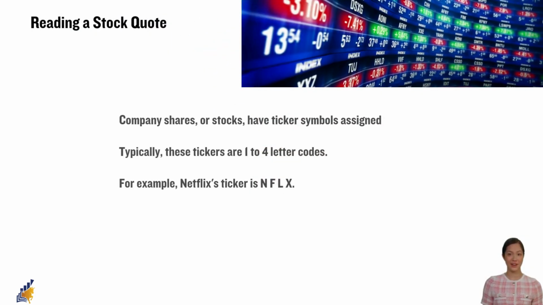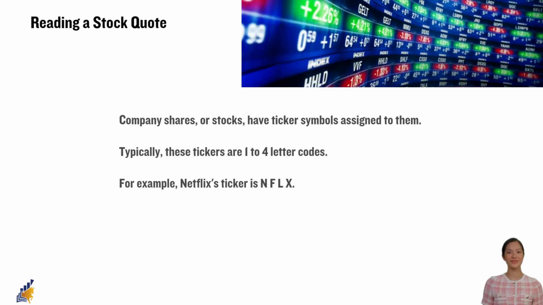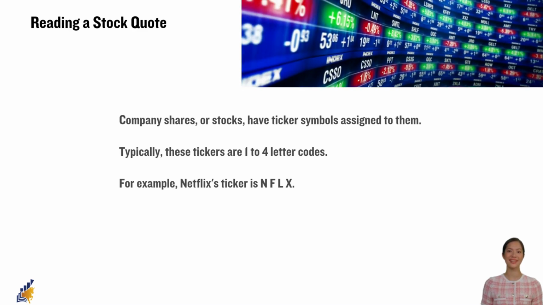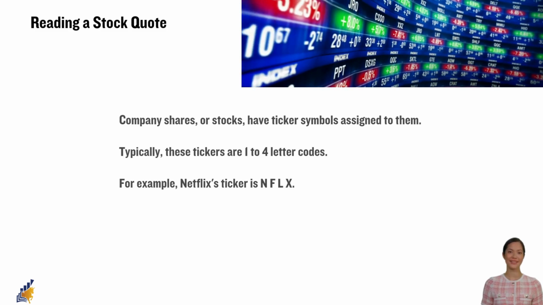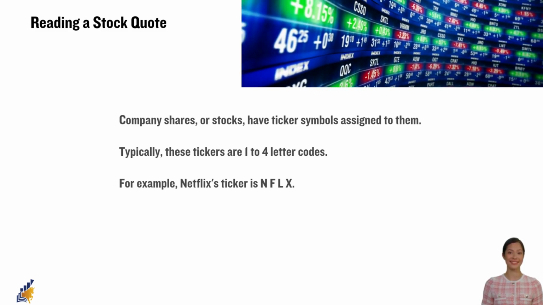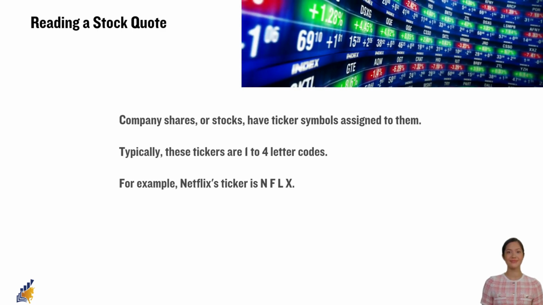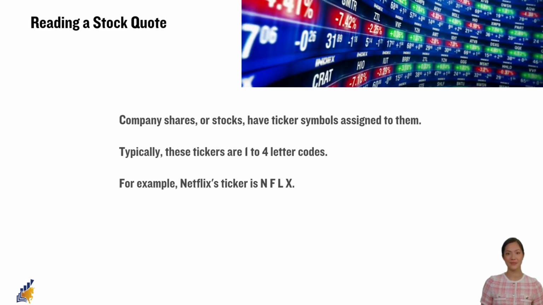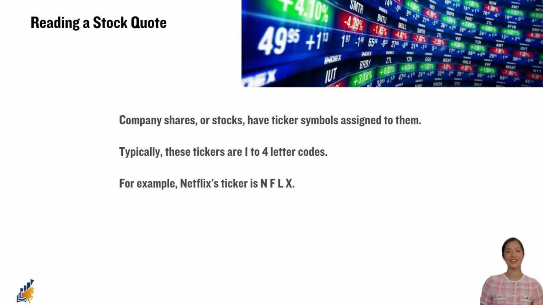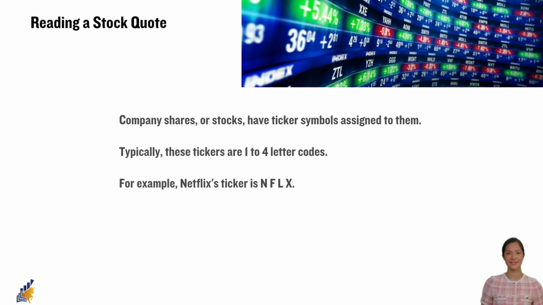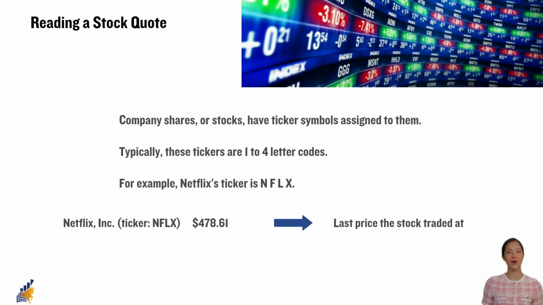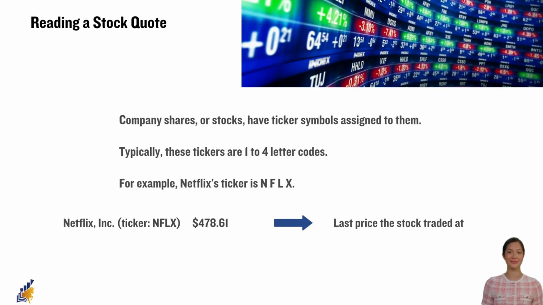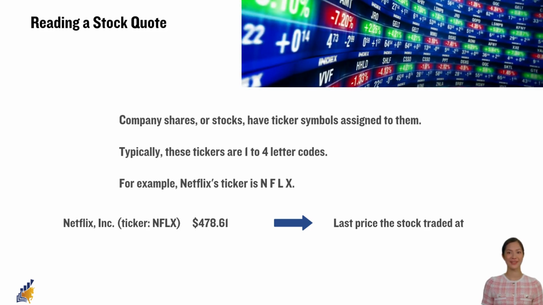The first thing you need to know how to do is to read a stock quote. Company shares or stocks have ticker symbols assigned to them. Typically, these tickers are 1 to 4 letter codes. For example, Netflix's ticker is NFLX. Whenever you type in a stock ticker, you will receive what's called a quote and a set of important numbers. First, you will see a number for the stock price. In the case of Netflix's quote, the stock price is $478.61 per share. This price represents the last price it traded at.